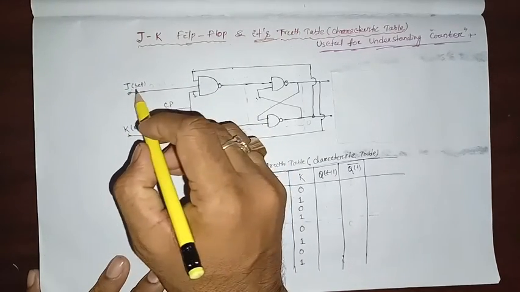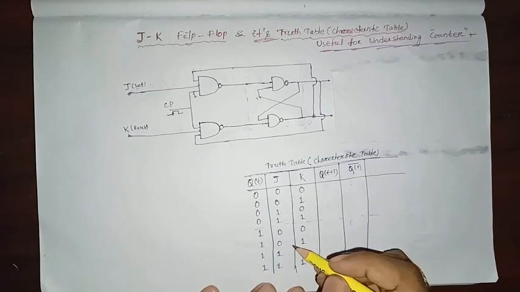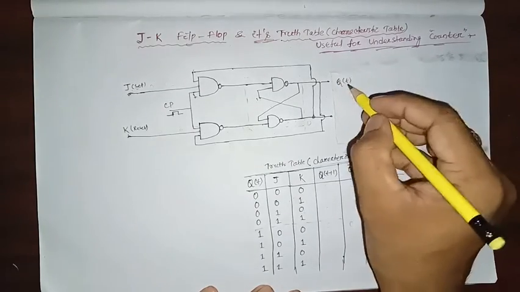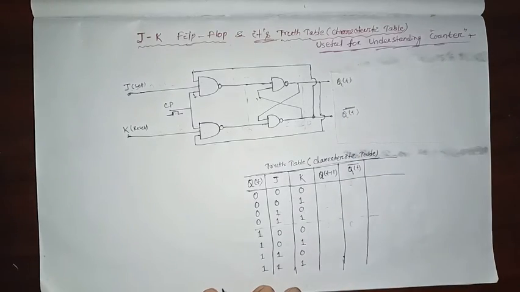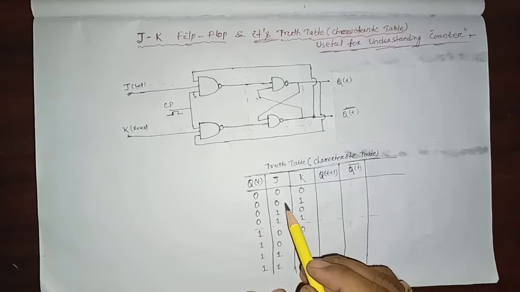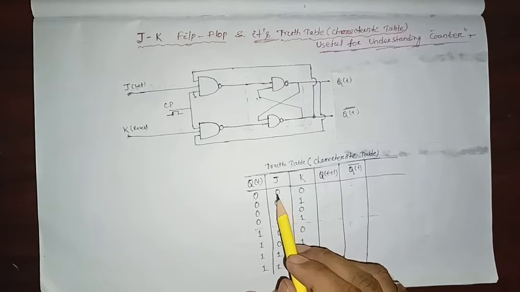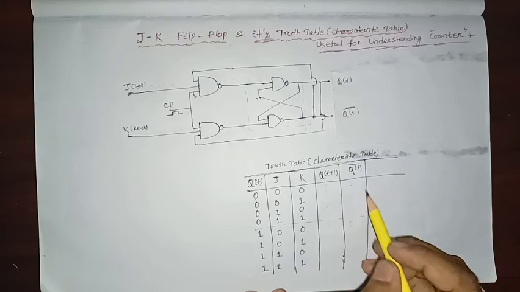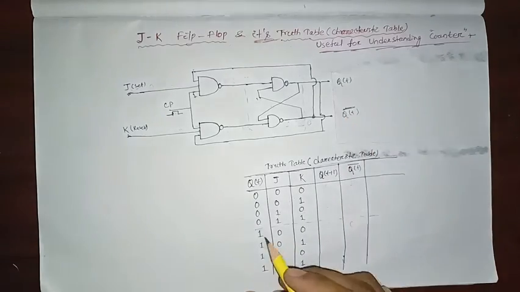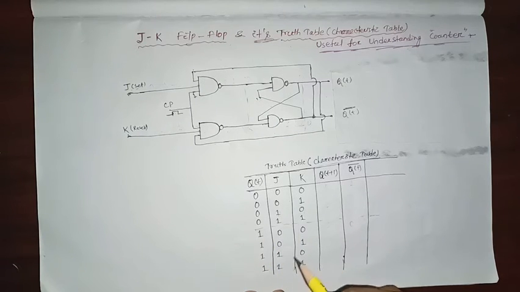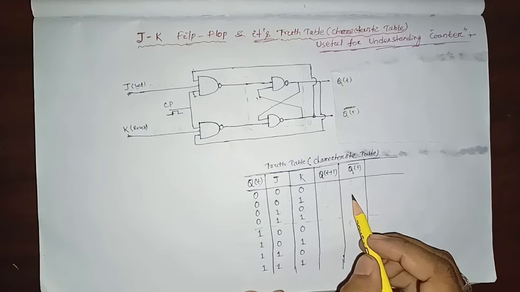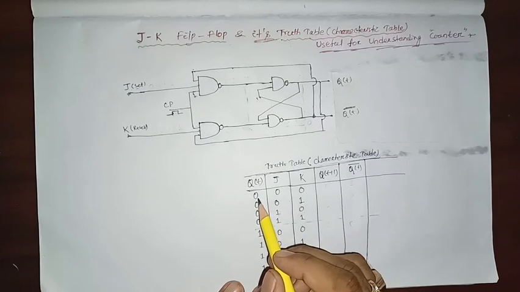This is your J and K value, or considered as set, J for set, K for reset, and this is the truth table, and this is your QT value, this is your QT, and this is your QT bar, complementary. Okay, so for QT initial value 0, and for different values of J and K, what will be the output and its complementary, that we are going to check. And then if the initial value QT will be 1, then for different JK values, what will be the output and its complementary value, that we are going to check.